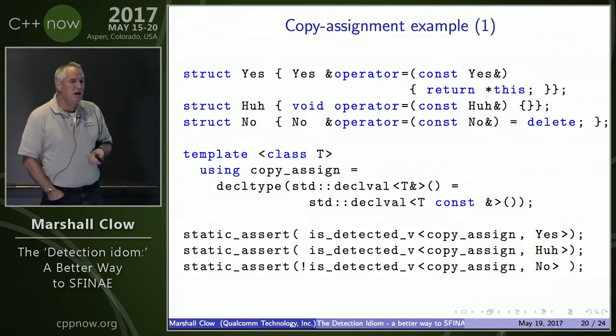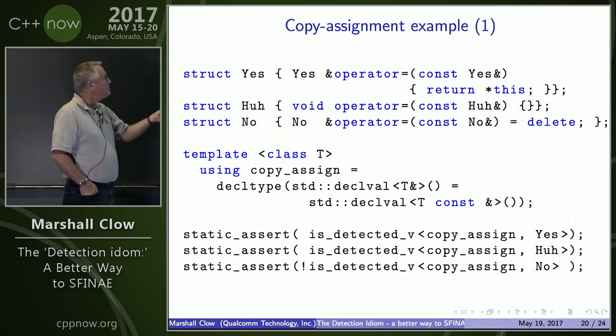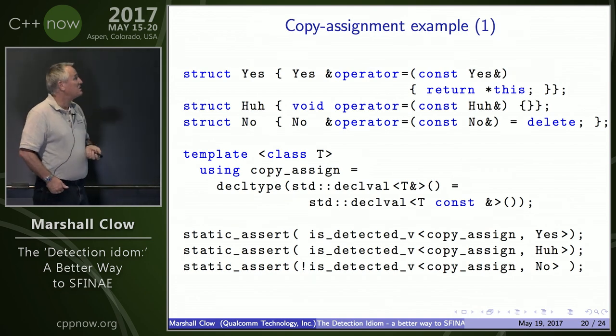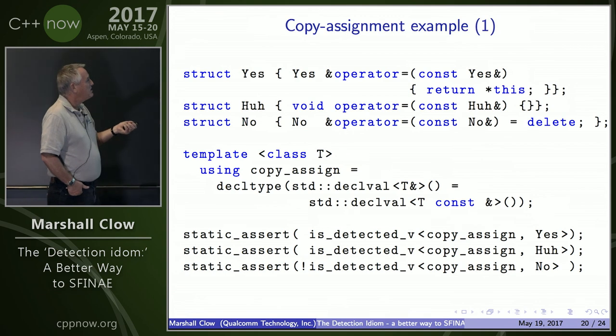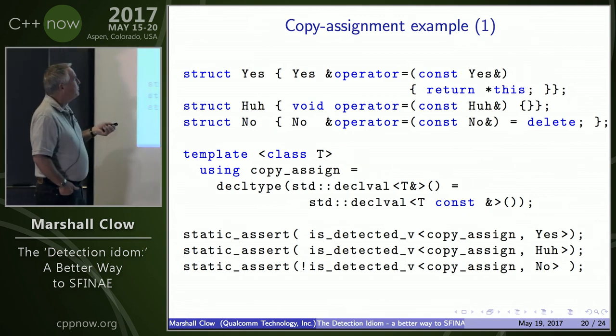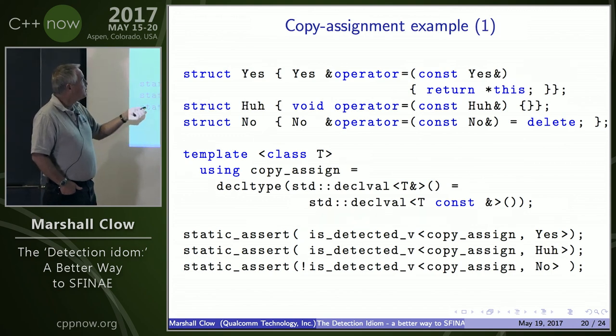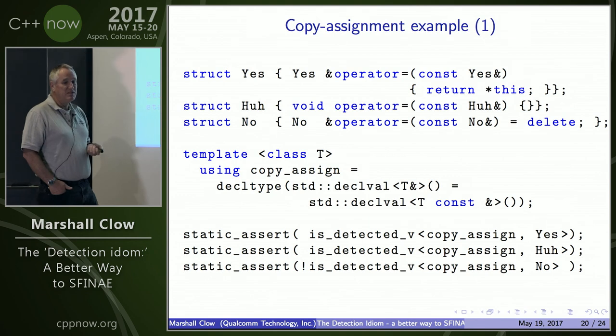Because occasionally I run into classes in the wild where somebody has implemented their assignment operator to return something other than a reference to whatever. But this is an example. So for copy assign, we ask, what is the type of assigning a T ref from a T const ref? This is an expression here, and we want to know what the type of this expression is.